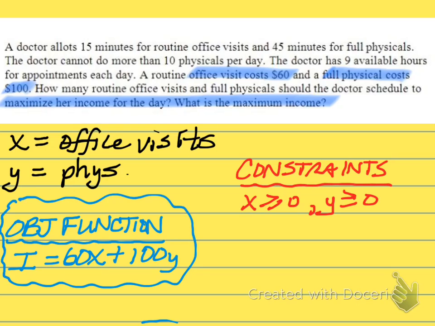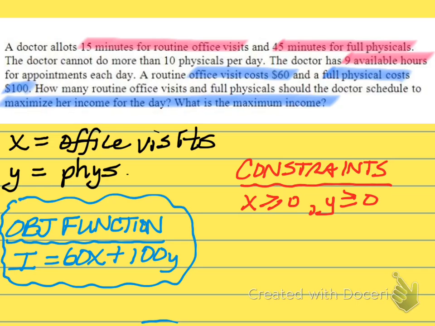Now, we should have a time constraint. So for our time constraint, let's see what we should have here. Let me get my highlighter out. For time, it says we're dealing with 15 minutes for office visits and 45 minutes for full physicals. And it says the doctor has 9 available hours. So that must have something to do with a constraint.